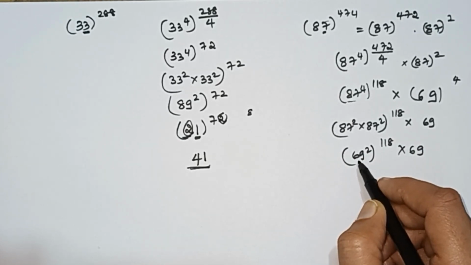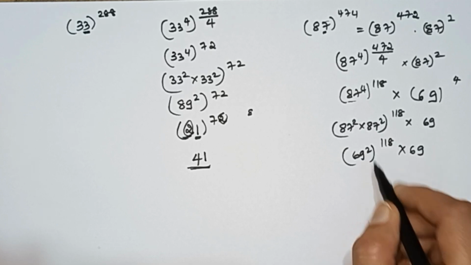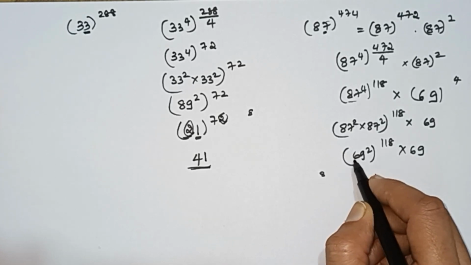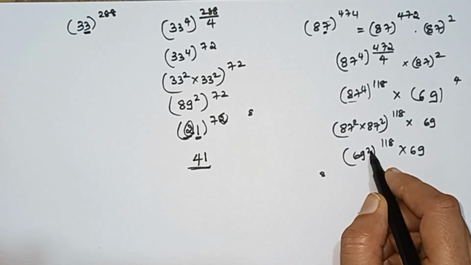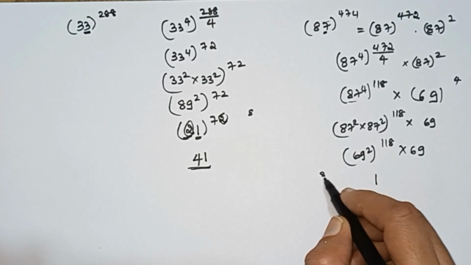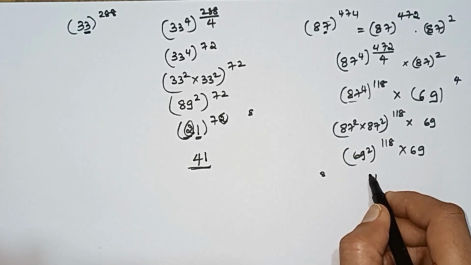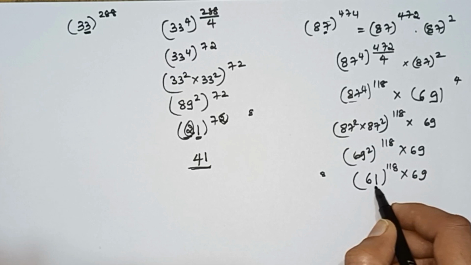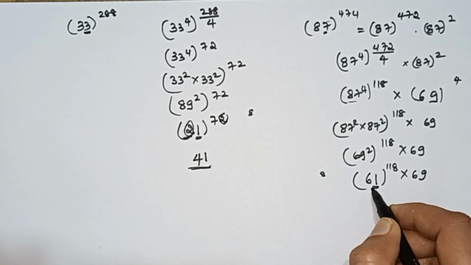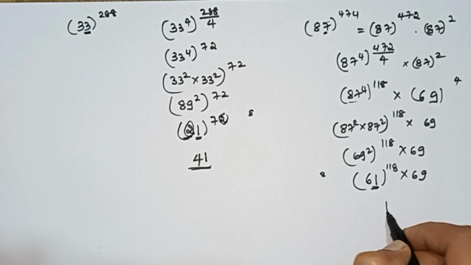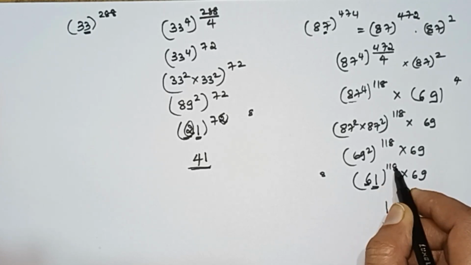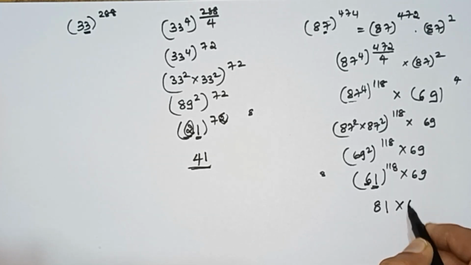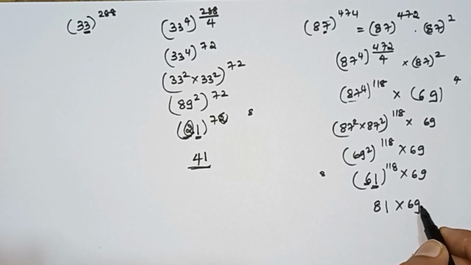To get the last two digits of 69 square, again the same method, 9 square is 81. So the last digit is 1, 8 is the carry. 9 6s are 54, 54 2s give you 108, 108 plus 8 gives you 116. So the last digits here are 61, so it is 61 to the power 118 into 69. Now this is ending with the digit 1. Therefore, the previous method, the last digit is 1. Then to get the tens digit, 6 into 8, that is 48. Therefore, here the tens digit is 8, so 81 into 69. Now you have to multiply these two to get the last two digits.